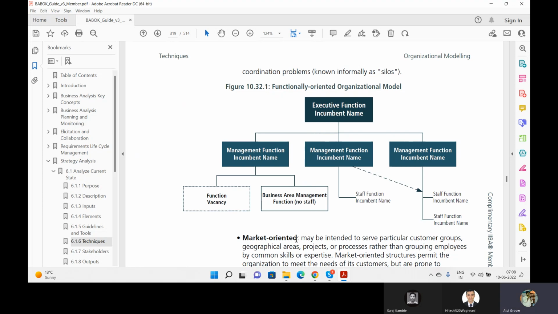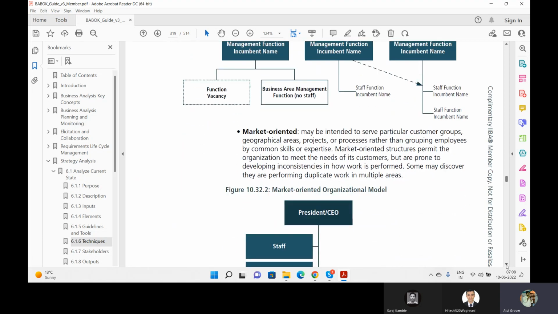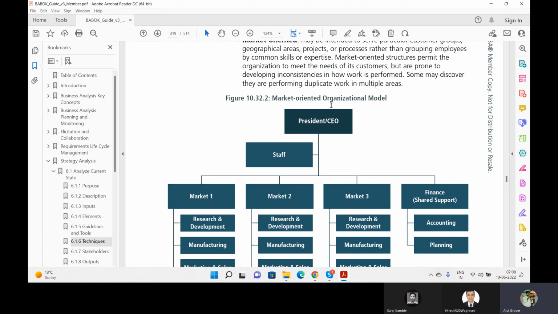But what is market oriented? Maybe intended to serve a particular customer group. Geographical part, like this is the market. That boss Suraj will be only and only responsible for the North America region. Hitesh will be responsible only for the Japanese region. Atul is responsible only and only for the Australia and the Singapore region. And under it, departments can be the same. Nowadays this concept no longer exists.